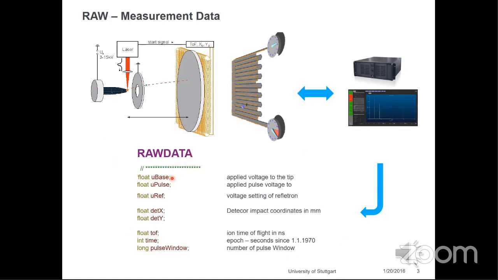So here you see a snippet of the definitions. We store the necessary information like the voltages applied. If you need the reflectron, you also store the voltage set to the reflectron, the detector impact position, the time of flight, a time indicator during the measurement, and the pulse window, which is identifying multi-hit events for later multiplicity evaluations.